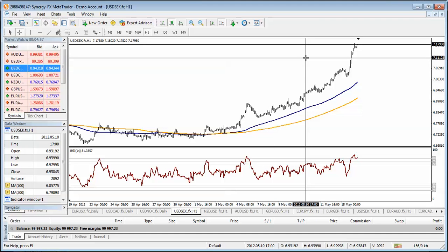We have some good news coming out tomorrow for the US dollar, and it should definitely be able to push markets one way or the other.